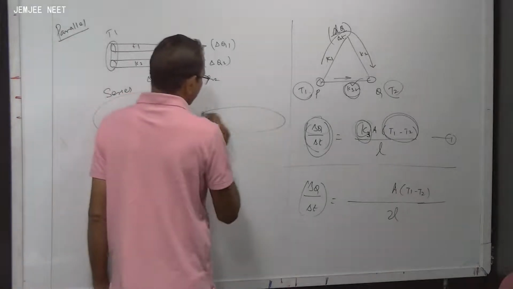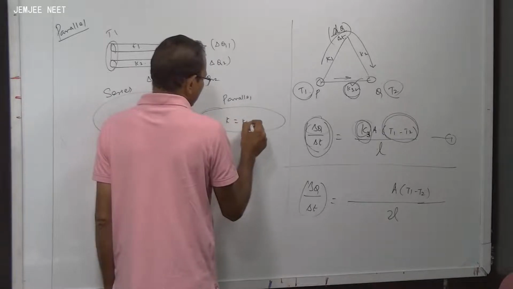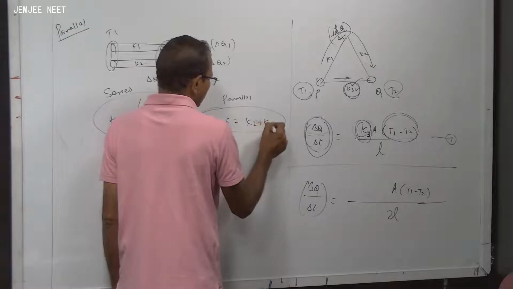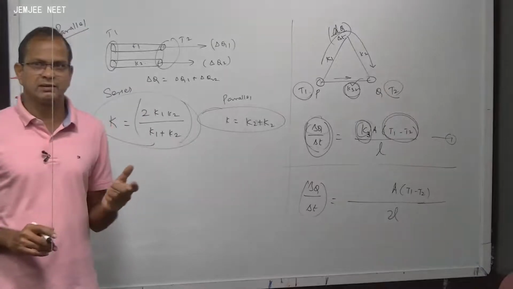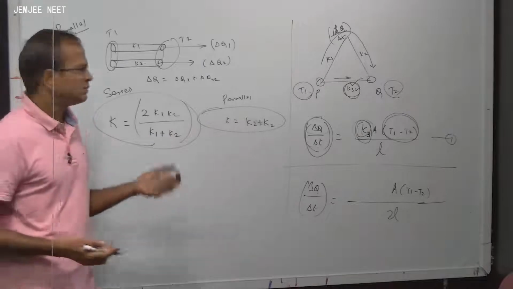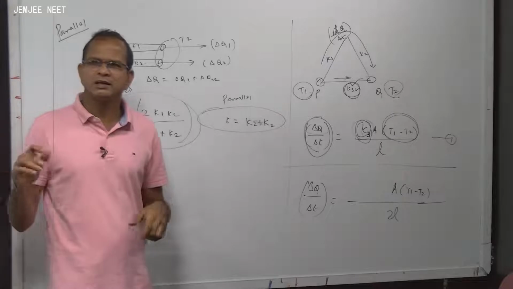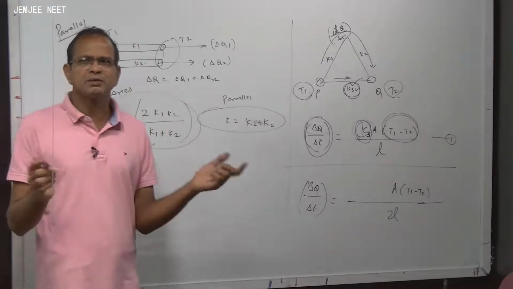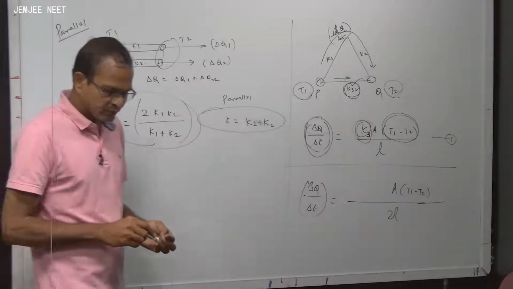For parallel combination, K1 plus K2. All my above formulas, this as well as this, are true if and only if they have equal length. If they have different lengths, then no problem, just do it. Write the Q1 formula, then the Q2 formula, then Q1 plus Q2, and then compare with the same formula: K into A into T1 minus T2 by L. If you compare, you will get a new relation. But when the lengths are equal, this is the relation. So I am going to use this here.